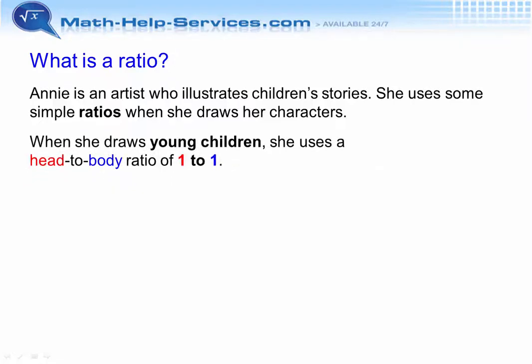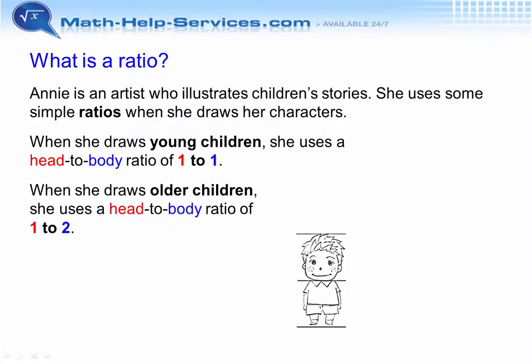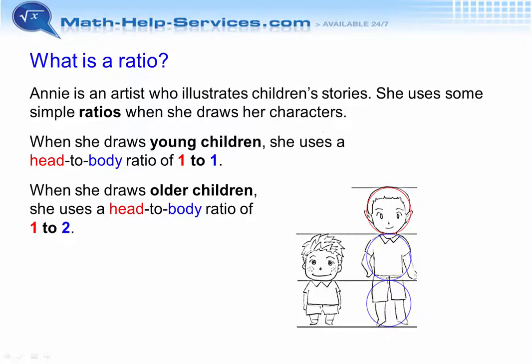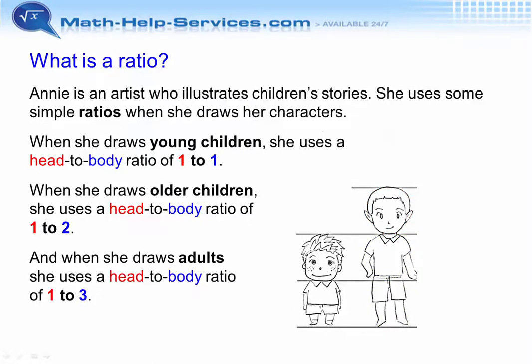When she draws young children, she uses a head-to-body ratio of 1:1. When she draws older children, she uses a head-to-body ratio of 1:2. And when she draws adults, she uses a head-to-body ratio of 1:3.